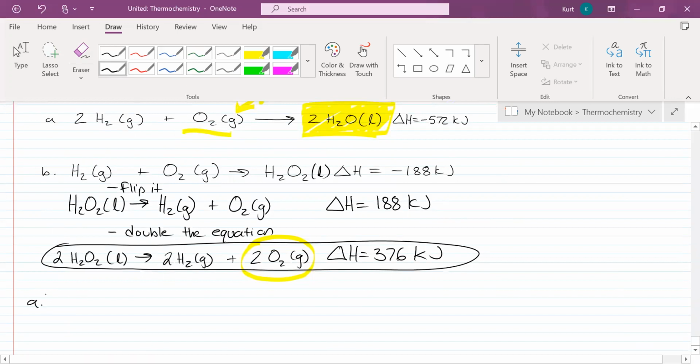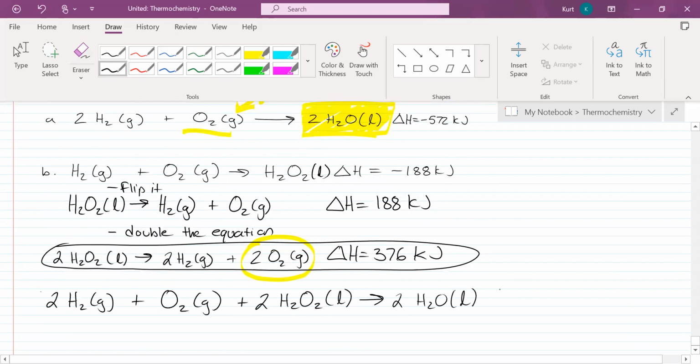So here's the combination of both. I'll put in all the parts for A first: 2 moles of hydrogen gas, 1 mole of oxygen, and 2 moles of hydrogen peroxide. And now I'm going to put all my products down: 2 moles of H2O and 2 moles of hydrogen gas and 2 moles of oxygen. Okay.